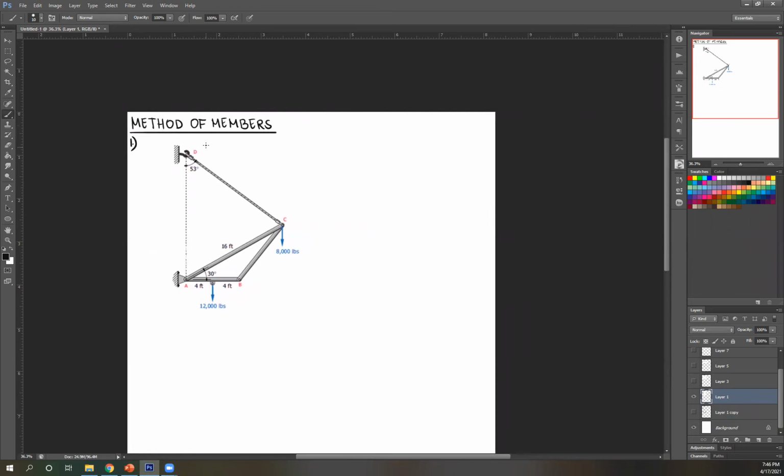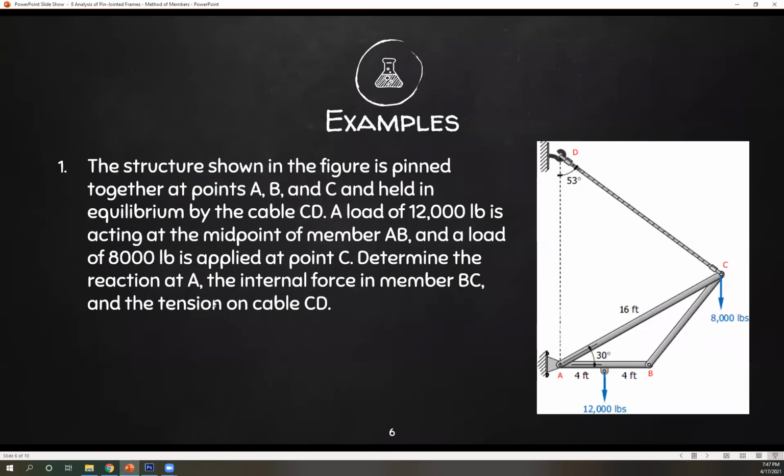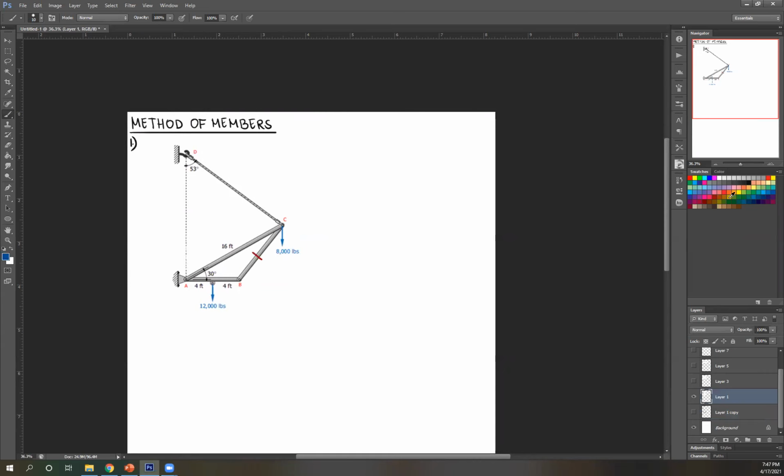So let's analyze what's happening here. You have this structure being supported by your cable over here. What we're looking for is the actual value for tension in this cable, the force in member BC, this is your BC, right? And then the reaction at A. So let's figure out what those are. Reaction at A, you have here a hinge, so once again, you can have horizontal and vertical reactions.